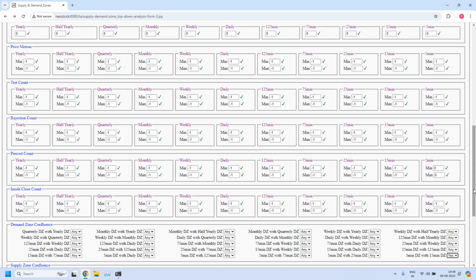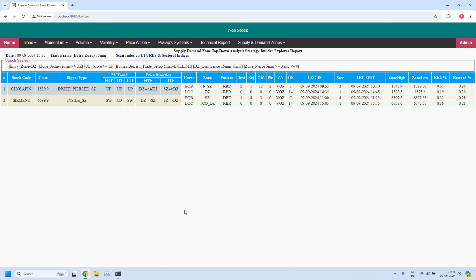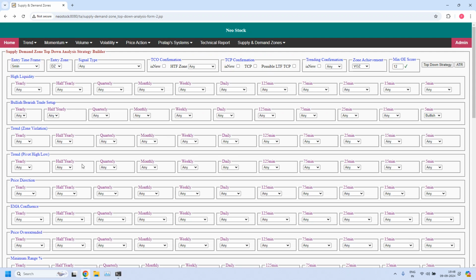So I am enabling 5 minutes and 15 minutes demand zone confluence. Both the stocks are having the demand zone confluence, 5 minutes and 15 minutes. Let's verify if any of these demand zones are having a daily EMA confluence, that is 15-minute zones. It may not be filtered, but let's verify.